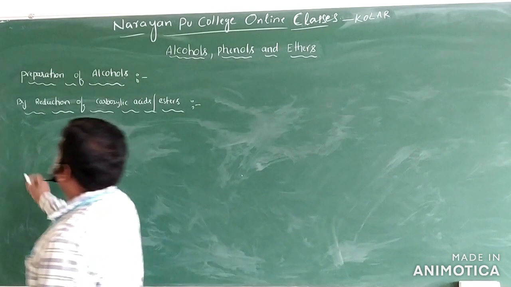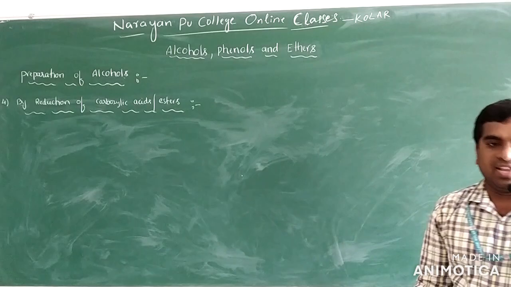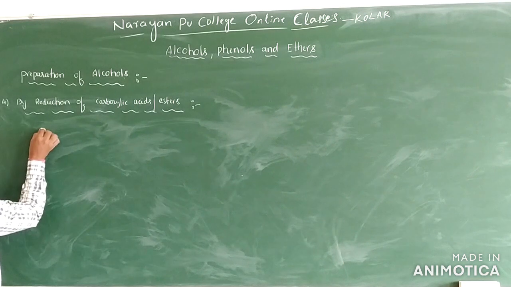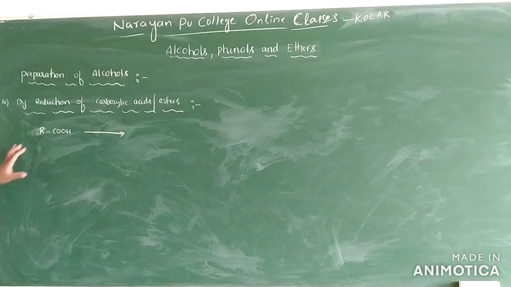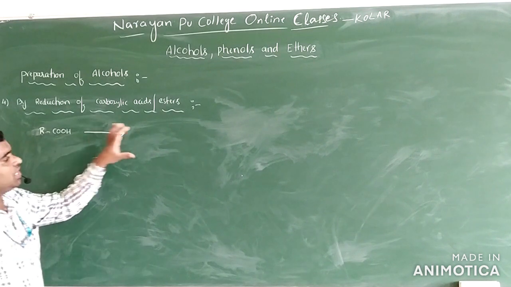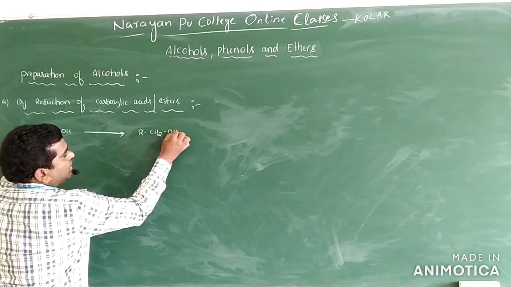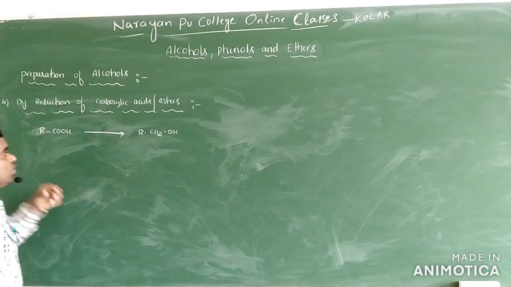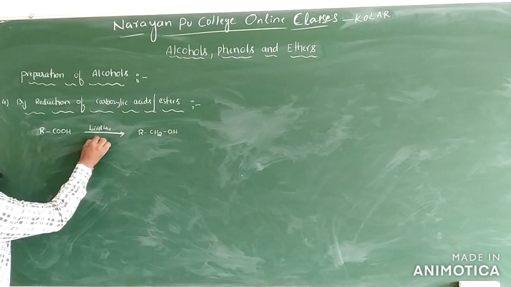The next preparation of alcohols is from the reduction of carboxylic acids and esters. Take the carboxylic acid, general formula RCOOH. The best reagent for the conversion of acids into alcohol is reduction. Reduction provides the hydrogen atoms, and acids are converted into alcohols. So this is lithium aluminum hydride, followed by water.